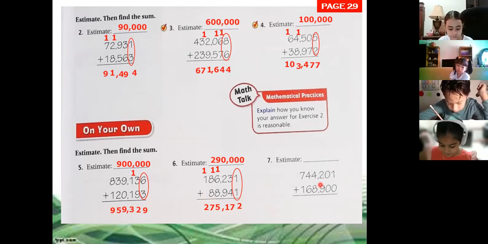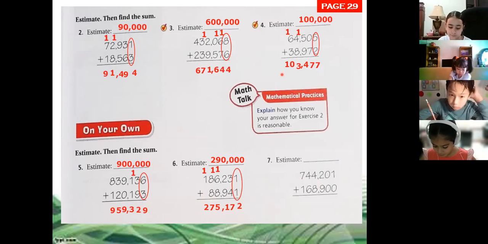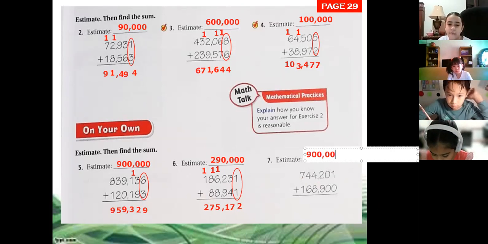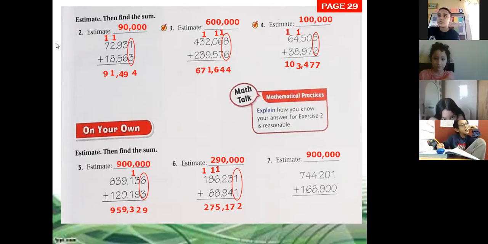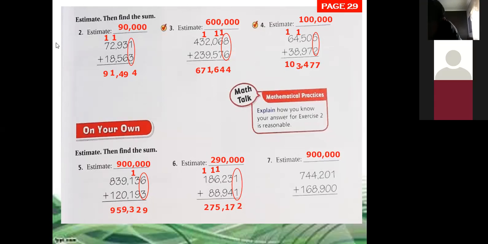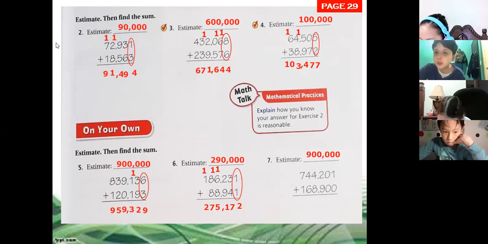Now let's go and find the last one. This page, number 7. The estimate. Okay, don't worry. We're going to write 900,000 here. Now, find the answer for this addition. I'm not going to help you. You're going to tell me the answer in English, the complete number, the whole number.